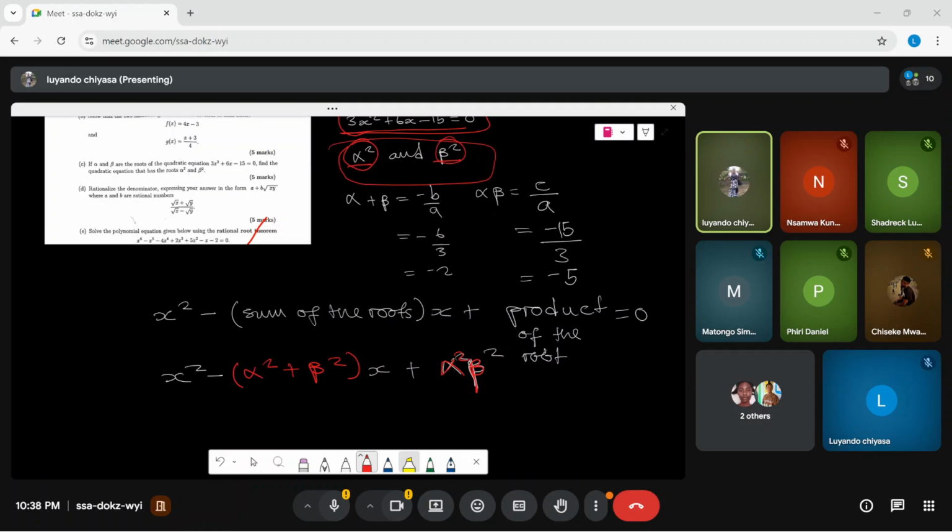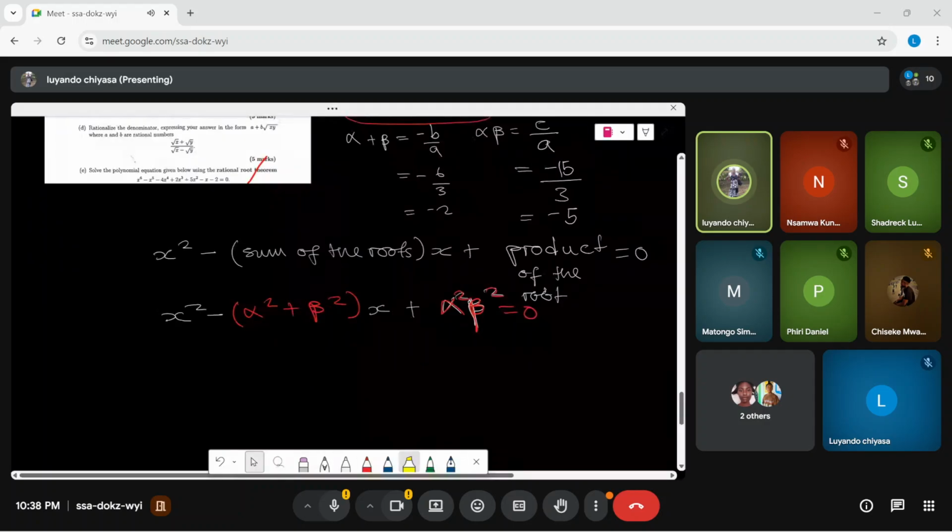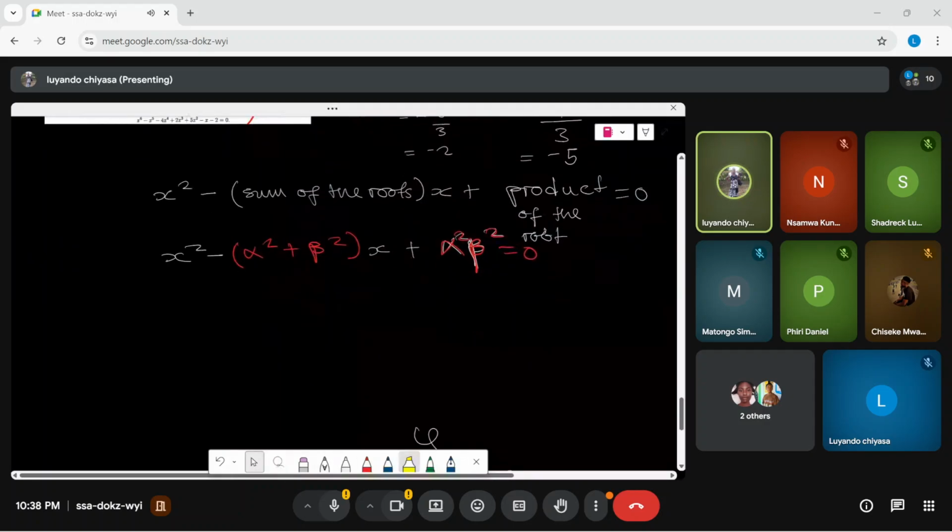So in short, what I'm trying to tell you is that we need to find alpha squared, and when we find it, we are supposed to replace it here.